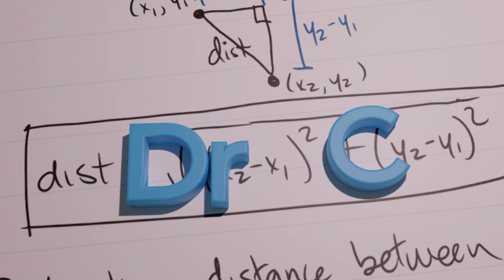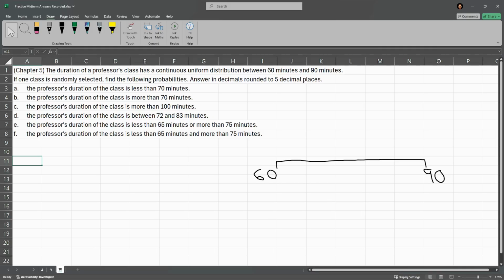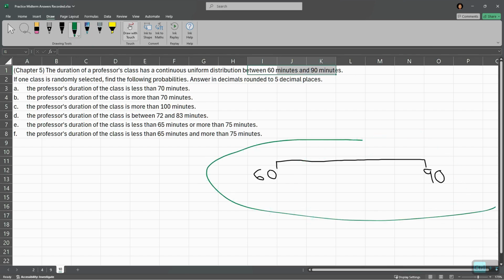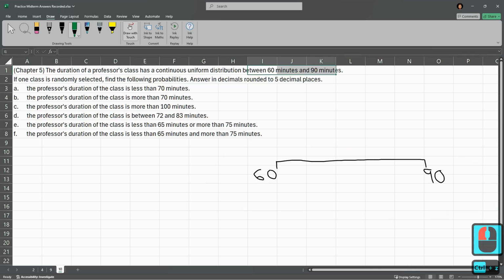Chapter 5, we have continuous random variables. And in this question here, we have the duration of a professor's class is a continuous uniform distribution between 60 and 90 minutes. So what I did down here is I drew out an interval starting at 60, ending at 90. Now what I recommend you do is write this on paper.